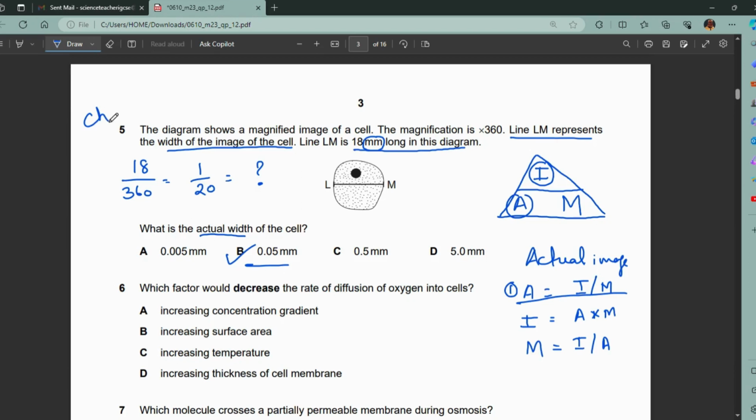Chapter 2, cell topic, question number 5. So we have solved 5 questions, out of which 3 questions came from chapter 1 and 2 questions were from chapter 2, right? Such a weightage blueprint will also be available for the October-November series 2023.